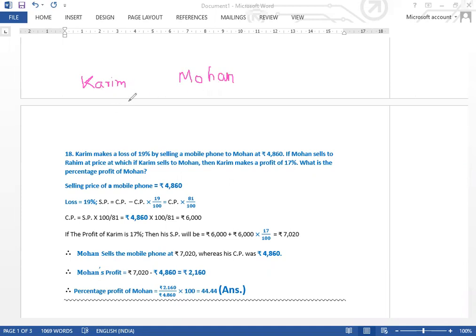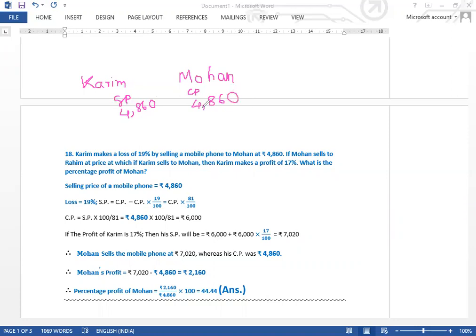Selling price of Karim, SP of Karim is 4,860. So what is the SP of Karim? It should be the CP of Mohan. So CP of Mohan is also 4,860.